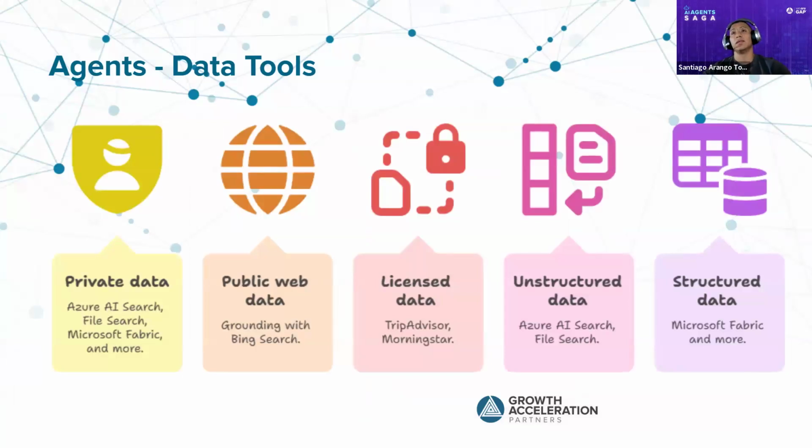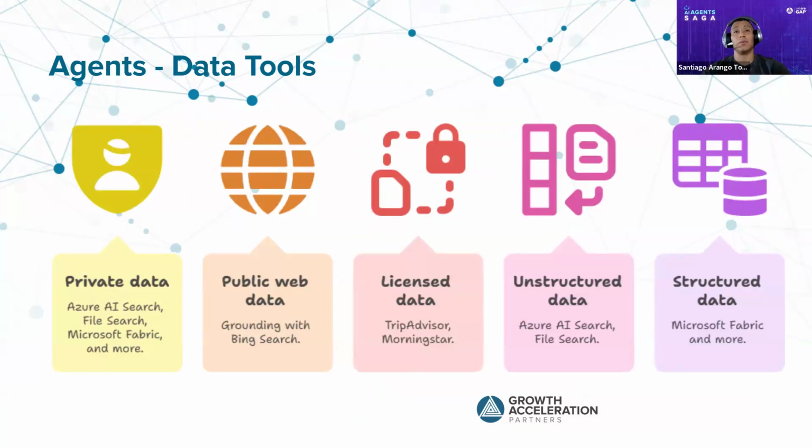So one of the good things about the data tools is that we have a bunch of tools that are actually going to give us, let's say, an upper hand when we are working with data. As an example, we can feed information to our agent from private feeds. For example, that will come from the Azure AI Search, for the file search, and also from the Microsoft Fabric and many other services that provide data from the Azure portal.